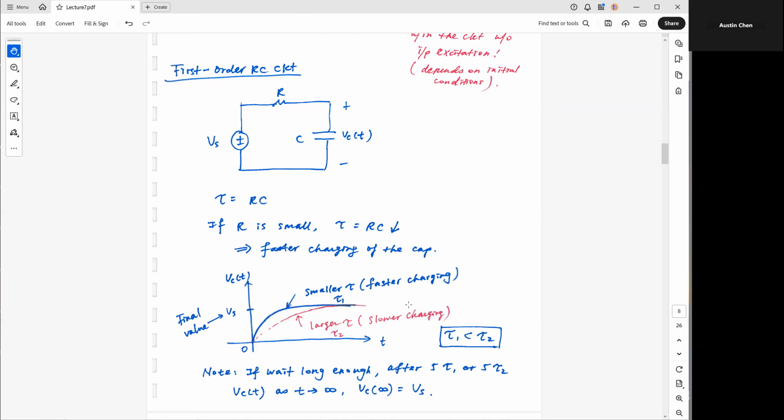But of course, eventually, once you have waited for 5 tau here and 5 tau there, the circuit will settle and you will be at the steady state. If you're willing to wait a little longer, the capacitor will still be charged to 5 volts. It's just like your battery: you have the fast charger and the regular charger, and the fast charger will charge up your battery faster and shorten the charging process.